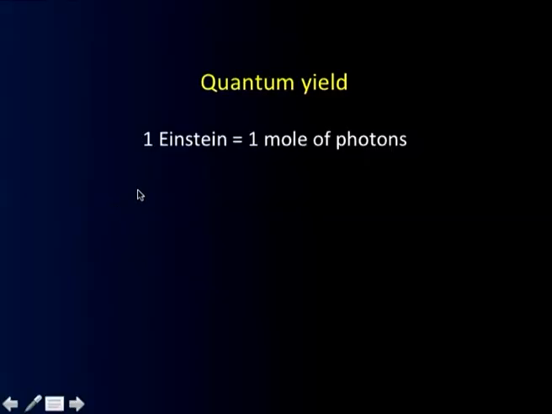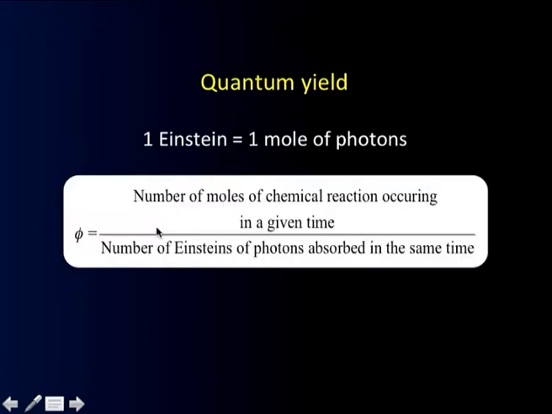Let us try to do an alternative representation of the same expression. We know that 1 Einstein of energy is the energy of 1 mole of photons. So, if I put that, I can define quantum efficiency or quantum yield to be equal to the number of moles of chemical reaction occurring in a given time divided by the number of Einsteins of photons absorbed in the same time. It is an equivalent expression. The only thing is there we talked about the number of photons per se, here we are talking about the number of moles of photons. The ratio remains the same.